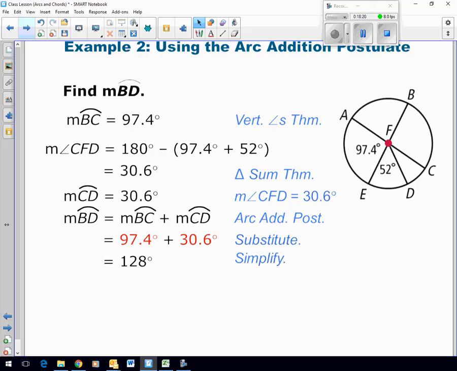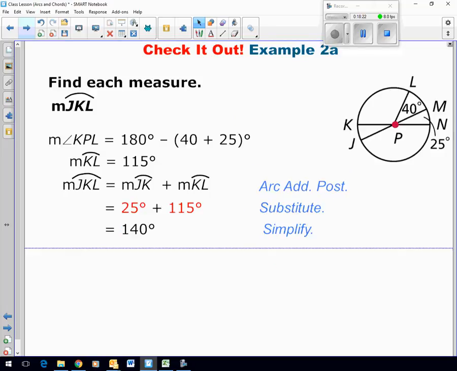All right, let's do another one. Is it apparent that we have two chords here that are diameters? We don't have to do the look thing. Anytime you see chords going through the center of the circle, you have a diameter.